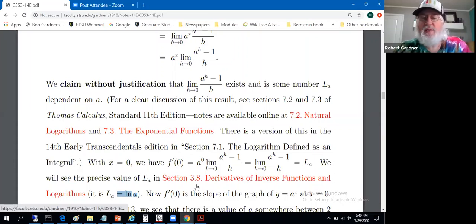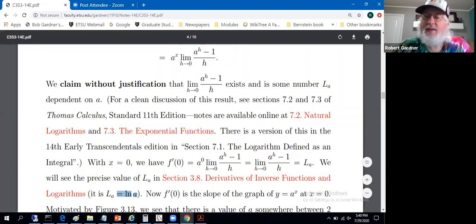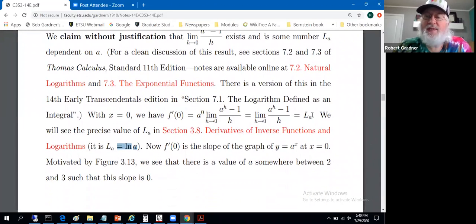We will establish that in section 3.8. This is developed a little more cleanly in a book that doesn't have early transcendentals. I've got notes out there from the 11th edition of this book, the non-early transcendental versions. So there's links to some notes there if you really want to get into the weeds on the details. Let's just take it as given that what we're getting here is some number. Let's call it L sub a.